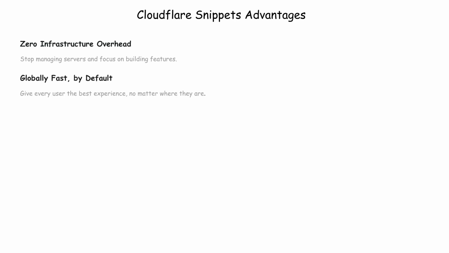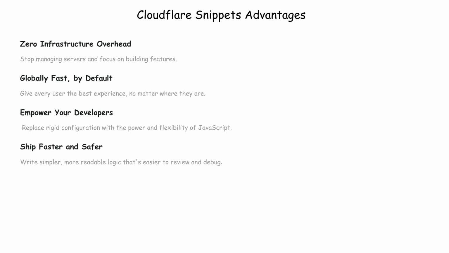Second, it's globally fast, by default. Because the code runs on the edge, authentication happens in a data center physically close to your user. This dramatically reduces latency and gives every user the best possible experience, no matter where they are in the world. Third, you empower your developers. You replace rigid, complex configuration with the power and flexibility of JavaScript, a language they already know. This lowers the learning curve and makes them more productive.